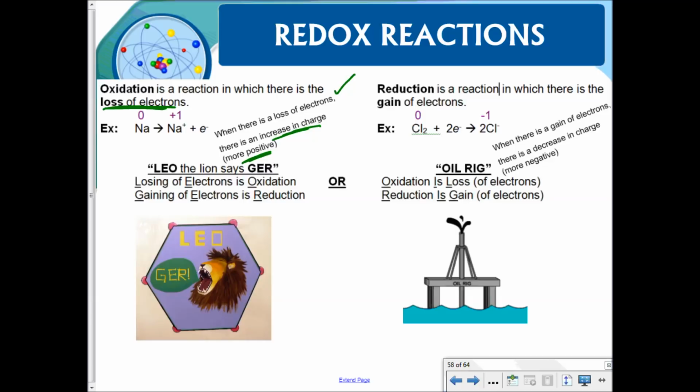Reduction reaction is one in which you have a gain of electrons. Okay, so you have chlorine, it becomes chloride, it's a -1 charge, it has gained electrons. Anytime you're gaining negatives, there's a decrease in charge, or it becomes more negative.